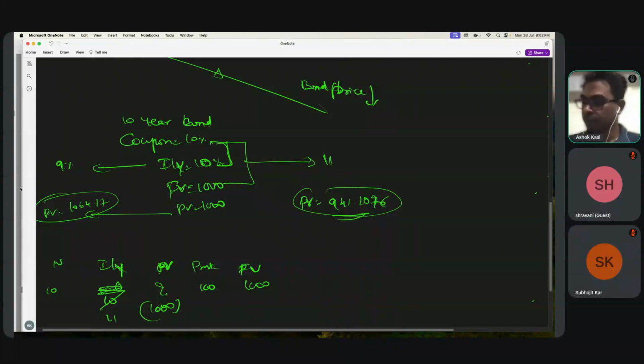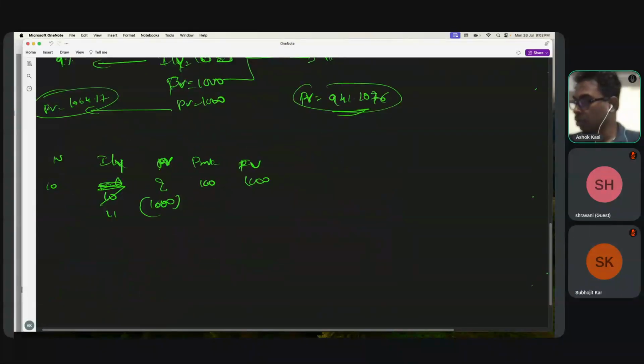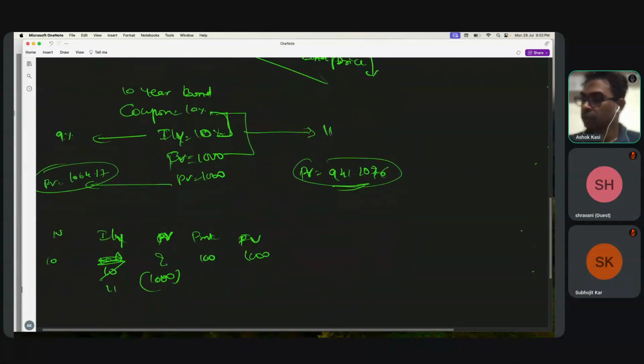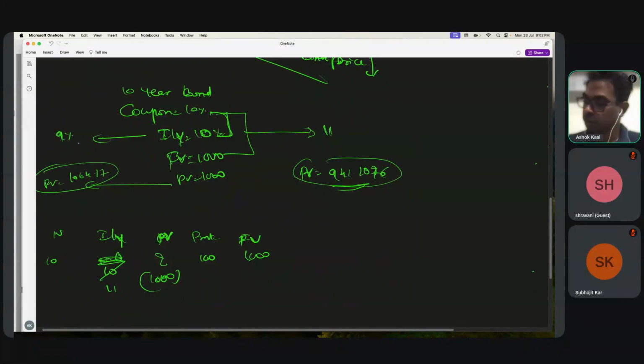Okay. So this derives the first point. Then the second one. Other things equal, the price of your bond with a lower coupon rate is more sensitive to a change in yield than the price of your bond with a higher coupon rate. So what does that mean? The price of your bond with lower coupon. Let me stick to the same example. The price of your bond with lower coupon. No, I have to give you a new example now.